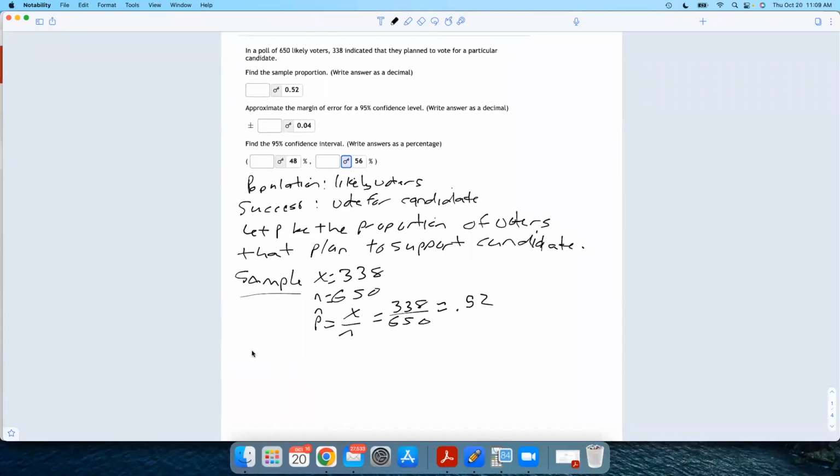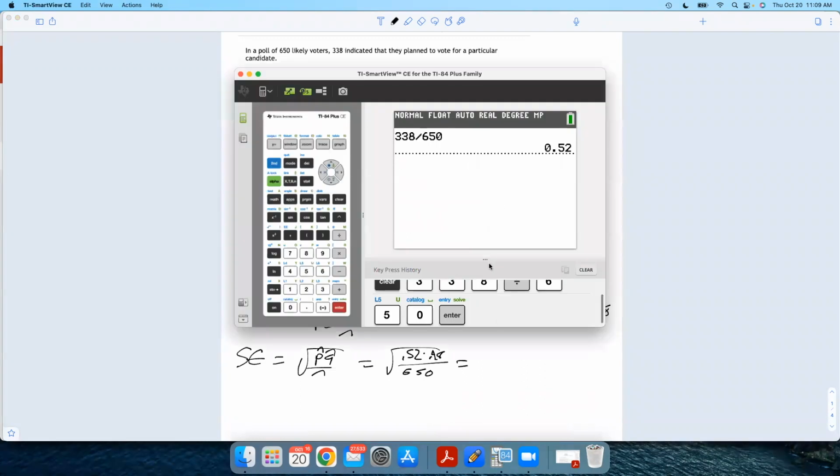So the first thing we'd want to find is our standard error, square root of P hat, Q hat over N. So we're going to have to find Q hat, but that's always 1 minus P hat. That would be 0.48. And N was 650. All right, so let me throw that in the calculator.